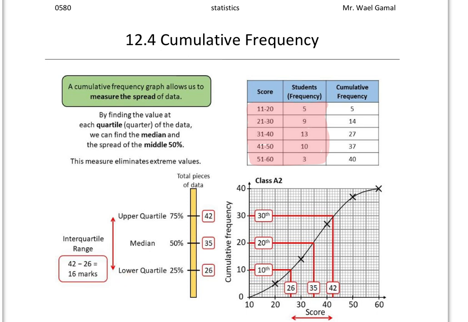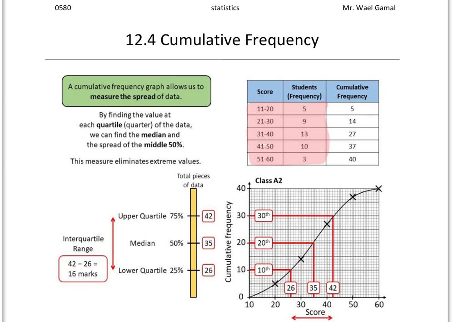Also we can find the lower quartile. The lower quartile is the value after 25% of the values. To find this value, multiply the total frequency by 1 over 4. So 1 over 4 times 40, which is 10. Start from 10, draw a horizontal line till you reach the curve, then go down. This is the value of the lower quartile. So the lower quartile is 26.